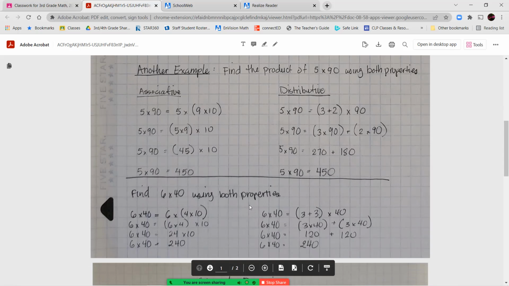Now, if I wanted to do this using the distributive property, I'm going to distribute my 6 into 3 plus 3 and multiply each one of those by 40. Now I know from my basic facts, 3 times 4 is 12. So 3 times 40 is 120. So that gives me 120 plus 120, which again leads me to my same answer of 240.